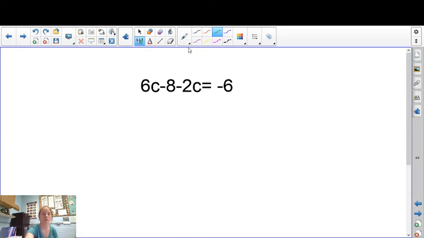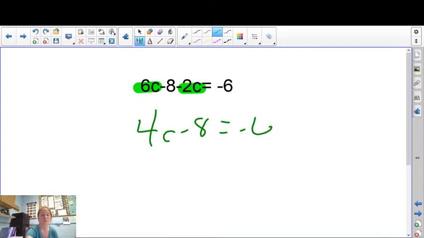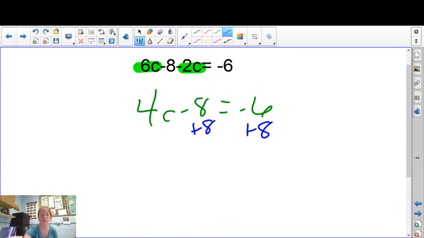All right, so if you notice, we have 6c and negative 2c on the same side, even though the 8's in the middle. So we're still going to attack this the same way. So I have 6 minus 2, which gives me 4. And now I'm at a normal 2-step. So I'm going to go ahead and add 8 to both sides, because we have to undo our addition or subtraction first.